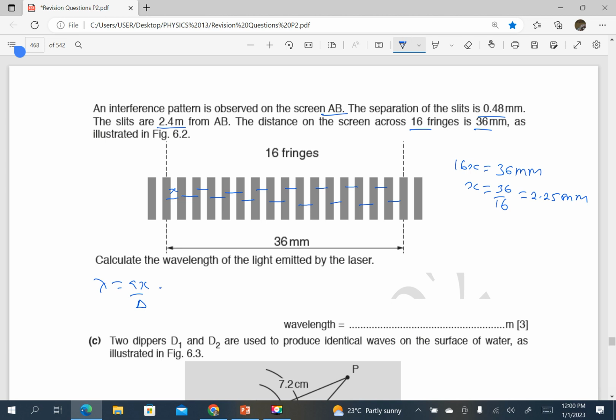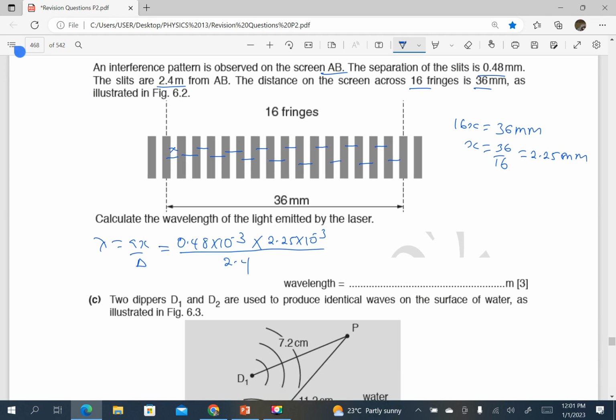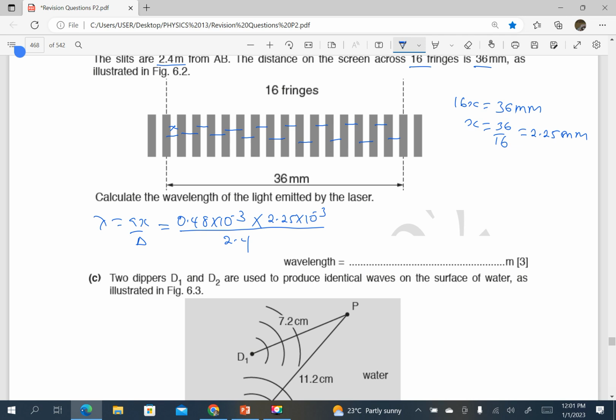So I just substitute. They gave us A as 0.48 times 10 power negative 3 meters. x is 2.25 times 10 power negative 3 meters, divided by D, which is 2.4. So I press my calculator. And from my calculator, this is 4.5 times 10 power negative 7. You can verify.